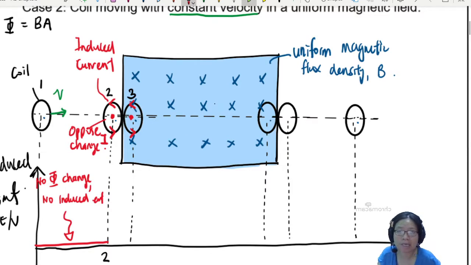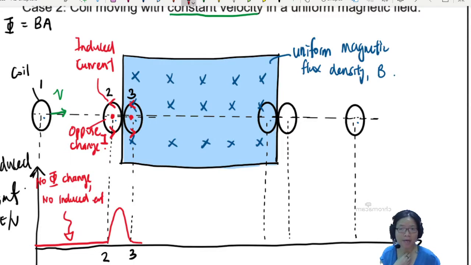So maybe you'll be thinking, okay let's take this direction. For a while, there will be current flow, and the current will flow like so. Go up, maximum here, come down, like a pulse. And you might be wondering, Miss, why is the EMF maximum here?